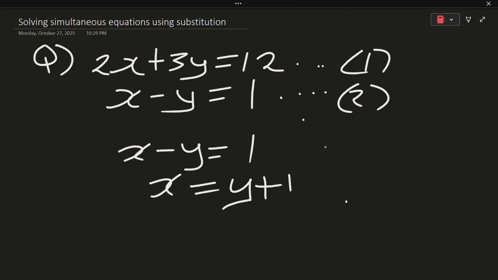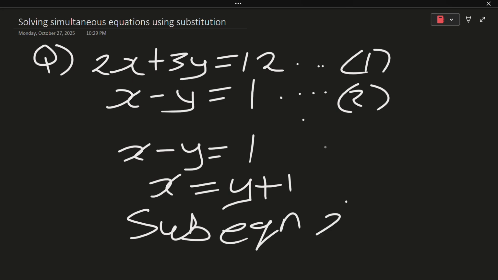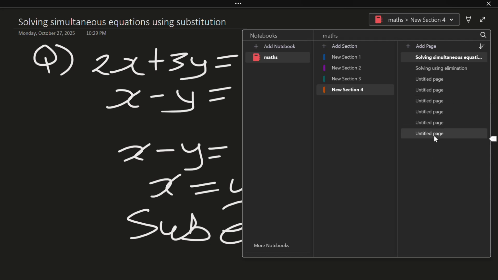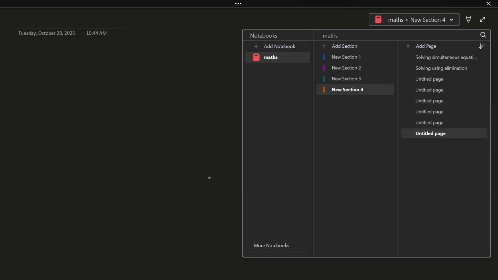So we are going to substitute the value of x, which is y plus 1, into equation 1. So this step that we are going to do is substitute equation 2 in equation 1. That's what we are going to do. We are going to substitute equation 2 in equation 1. So let's do likewise. Let me move to the next page.